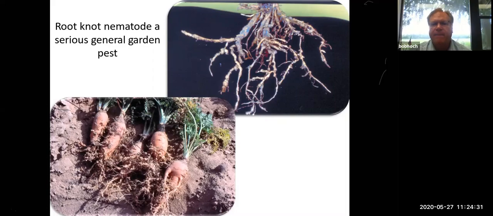They're not a pathogen, they're not a disease, it's a living organism, and yet the results are going to look very similar to the wilts that we have just seen. So in this case, carrots on the lower left and tomato plant on the upper right, where you see the root system here does not look normal. It's got these swollen gall looking or knotty looking areas on the root system.